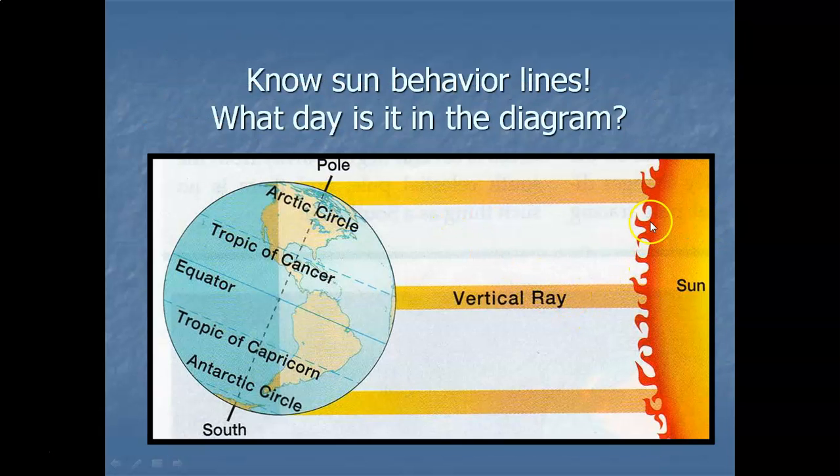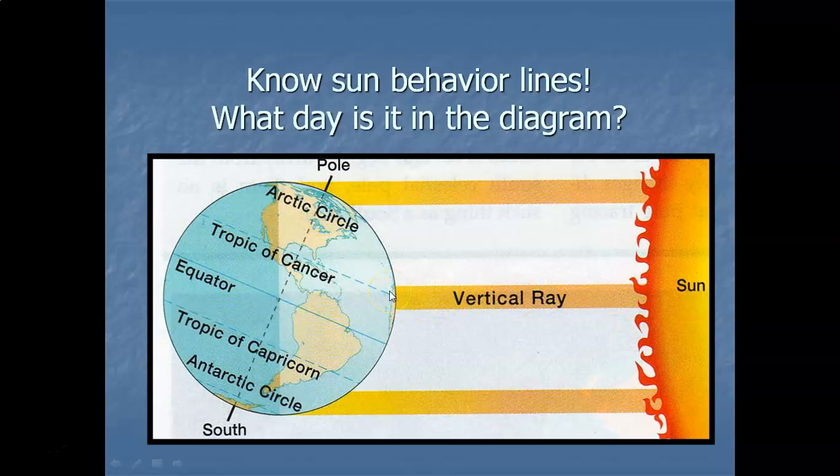All right, the final thing you need to know for the exam is that you absolutely need to know your sun behavior lines. Here they are, all illustrated. The other thing you need to know is their degrees of latitude: 0, 23.5 degrees, and 66.5 degrees. What day of the year is illustrated in this diagram? Well, it's the first day of summer. The vertical ray is referring to the subsolar point.